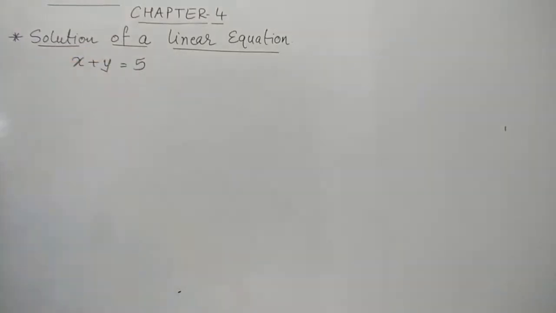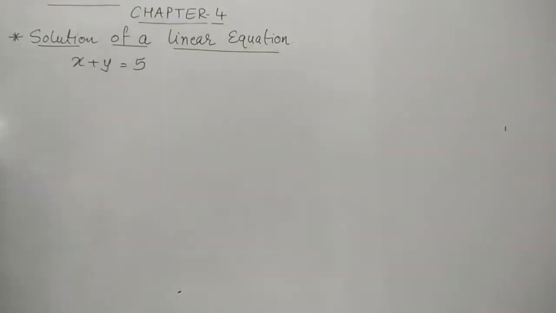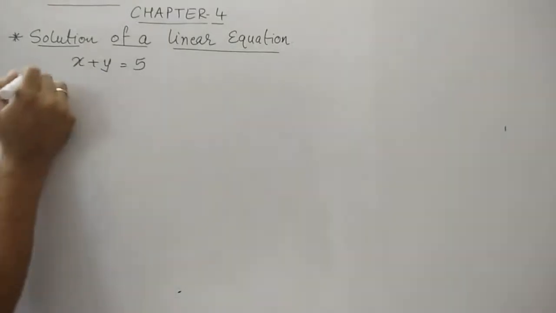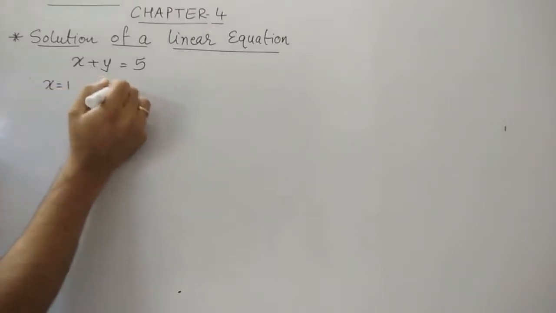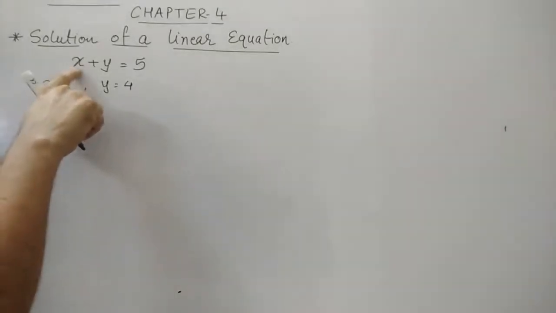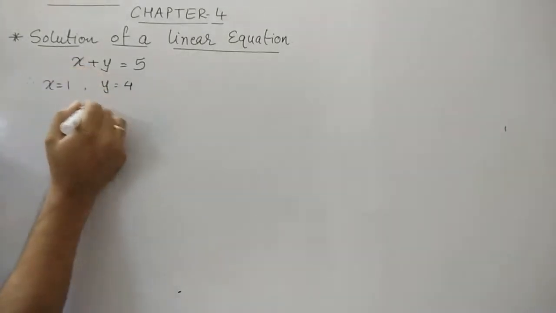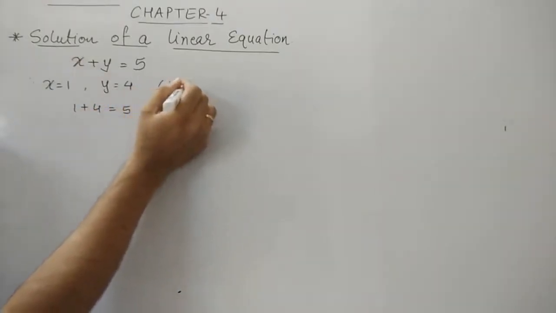It's a simple linear equation I have taken. Now we have to find out the values of x and y which, when we substitute here, satisfy the equation. So if I say the value of x, I'll take 1 and y is equal to 4. If I substitute x 1 and y 4, we can say 1 plus 4 is equal to 5. So we can say yes, (1, 4) is the solution.